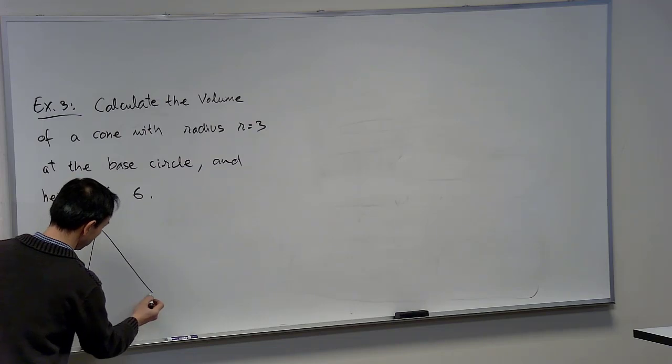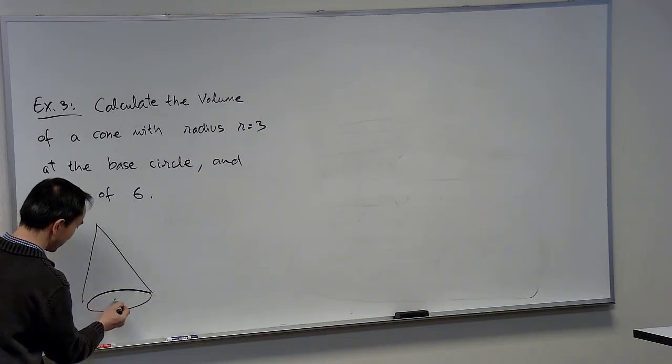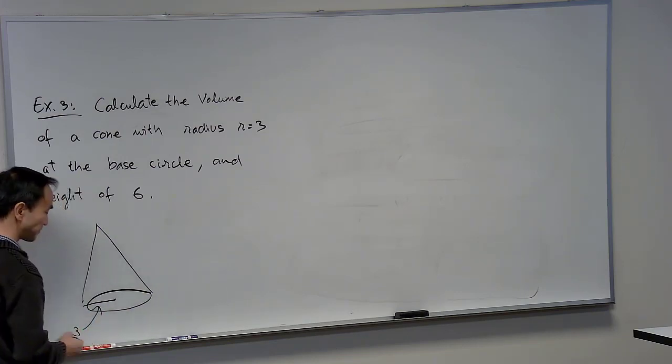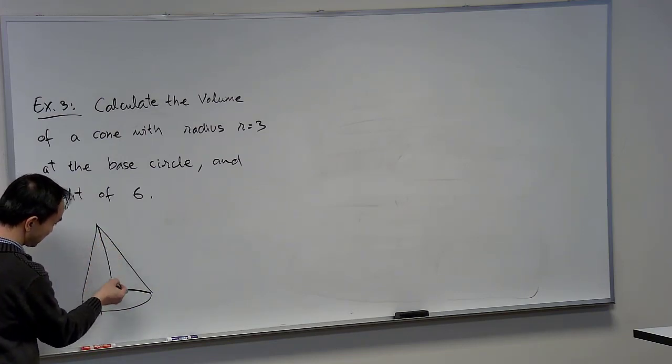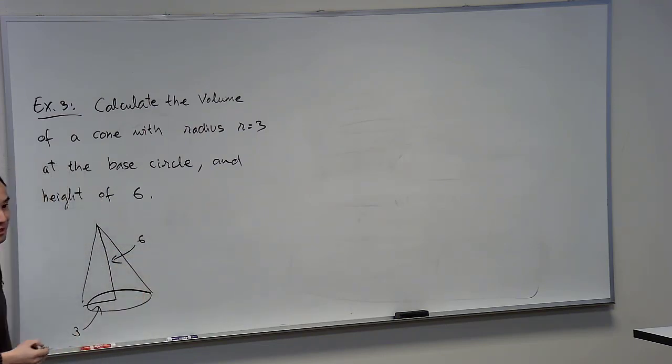Right? It's got a base circle with radius 3. You guys following? Right. So that's 3. And then the height right here being 6. Are we good? Okay, so that's the drawing of the cone.